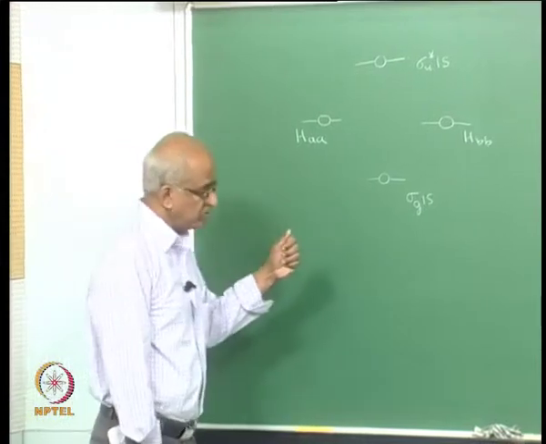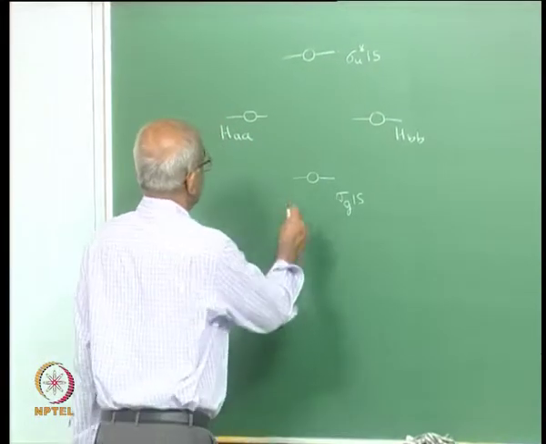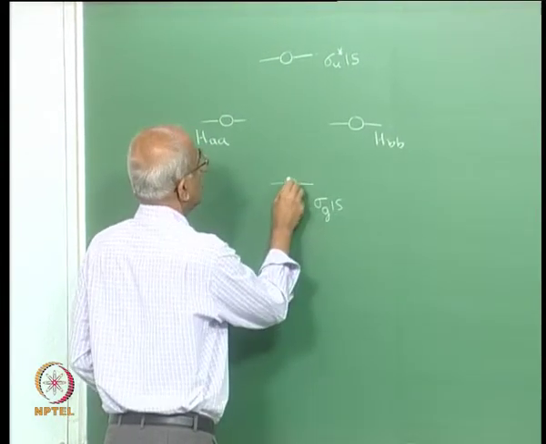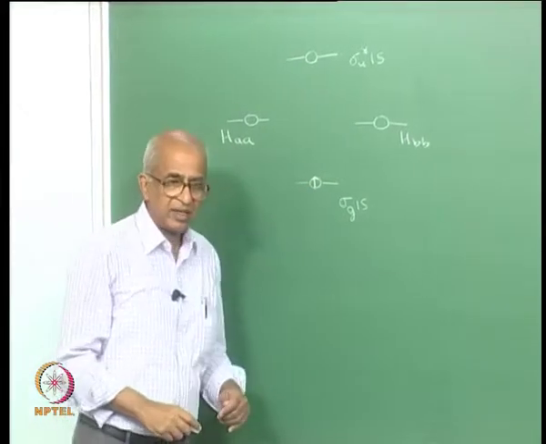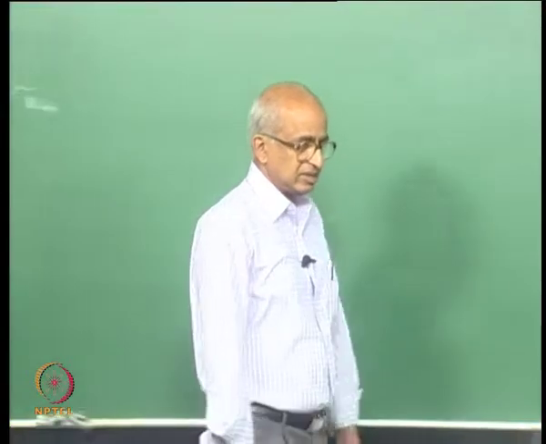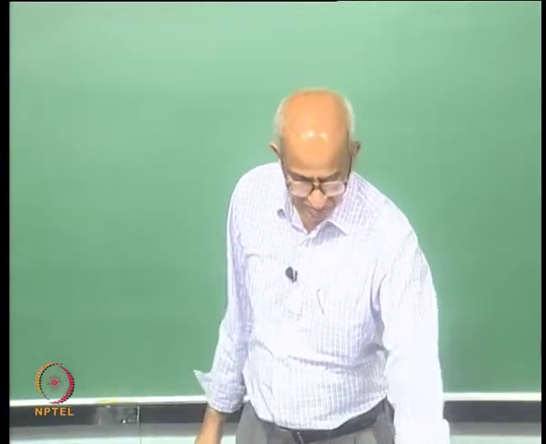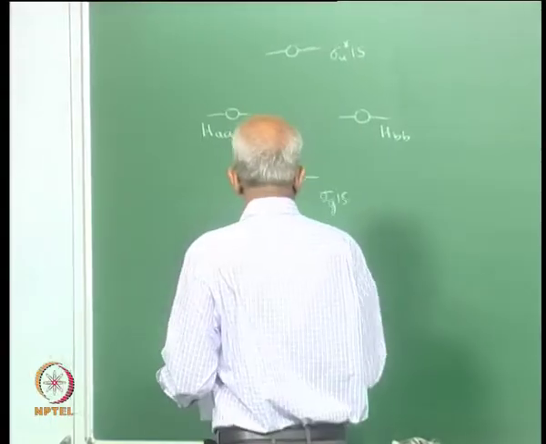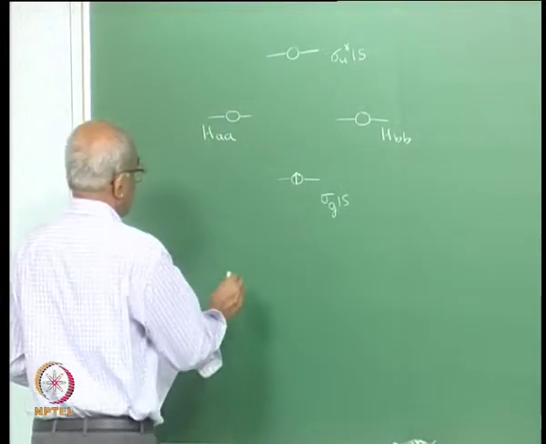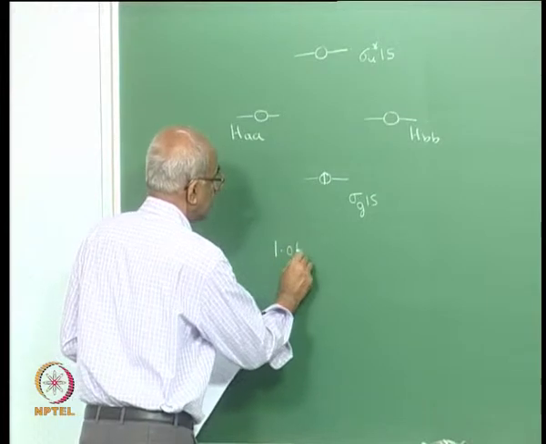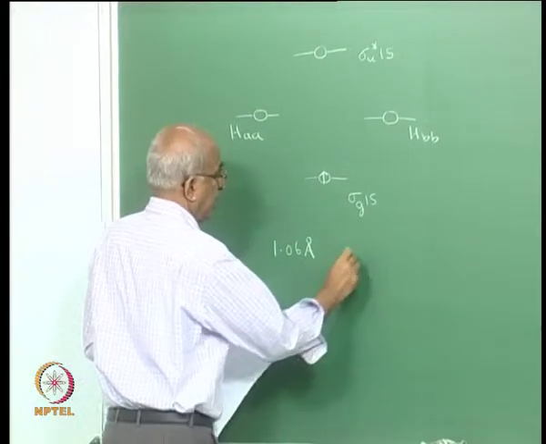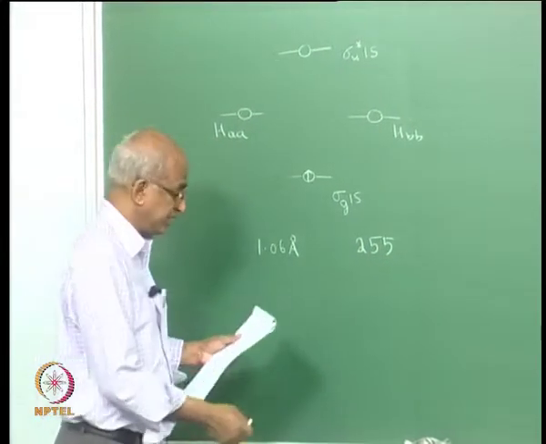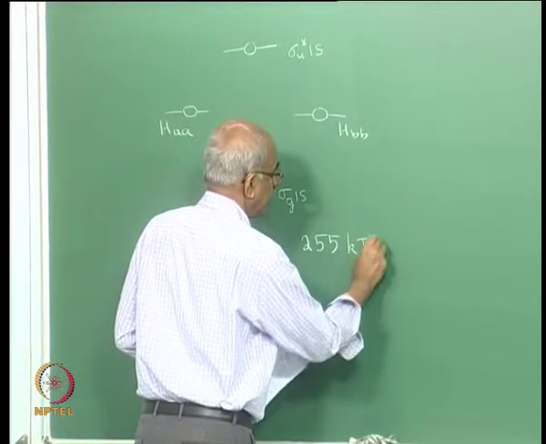And in the case of H2 plus, what happens is that you have just one electron sitting here. Just one electron sitting there, and you can actually calculate the bond energy, or the energy that is needed to dissociate the molecule. In the case of H2 plus, I am giving you experimental values. You find that the bond length is 1.06 angstroms, and the energy needed to dissociate, or you can call it bond energy, in the case of H2 plus is 255 kilojoules per mole.